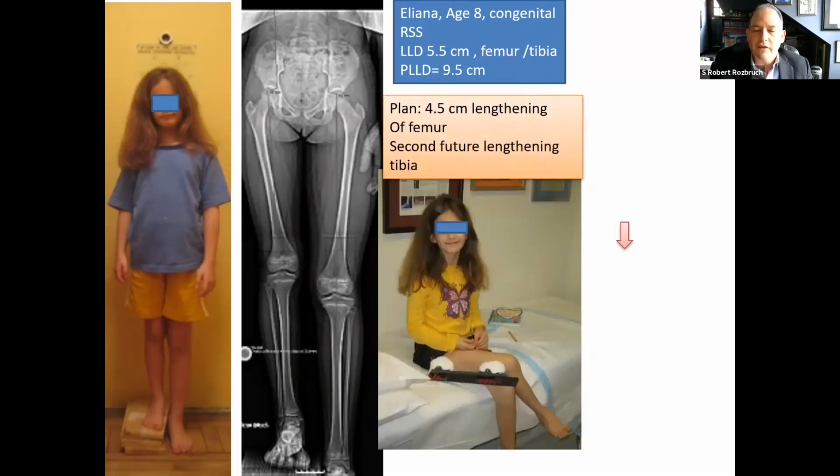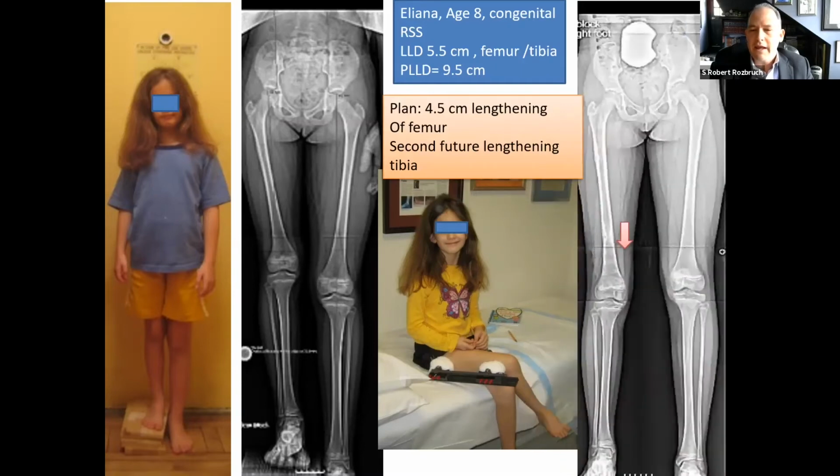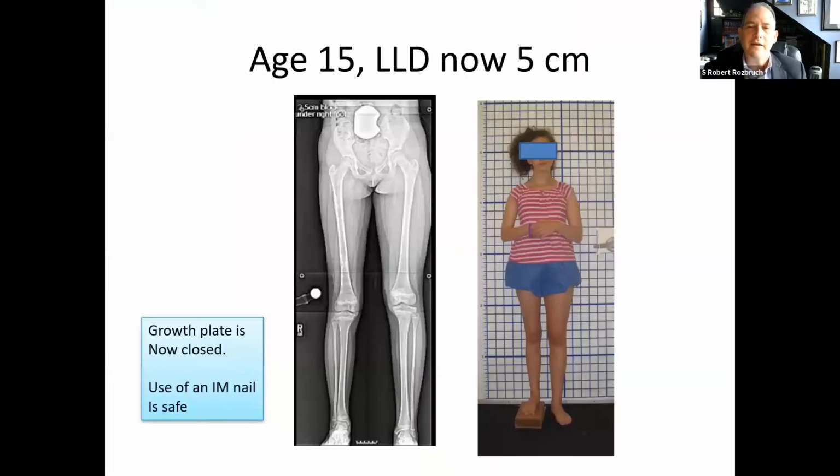In her, stage 1 was the femur, because there was more discrepancy in the femur than in the tibia. And so we used a rail frame, and she had a very successful femur lengthening with excellent bone healing. And then I followed her for the next 7 years, and at age 15, now with her growth plates closed, she had developed an additional 5 centimeters of leg length discrepancy. Again, not surprising. This was part of the predicted pattern that we had noticed all along.